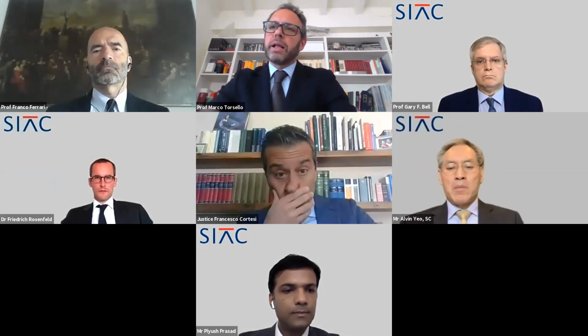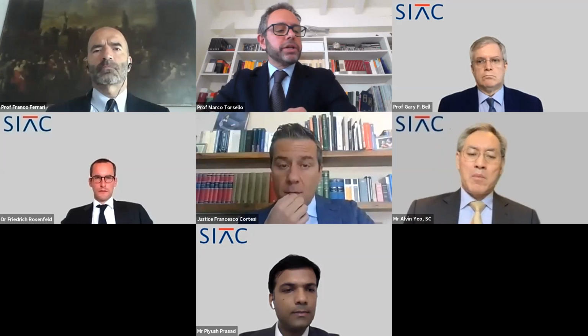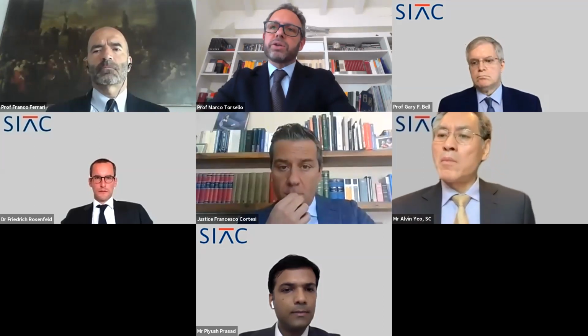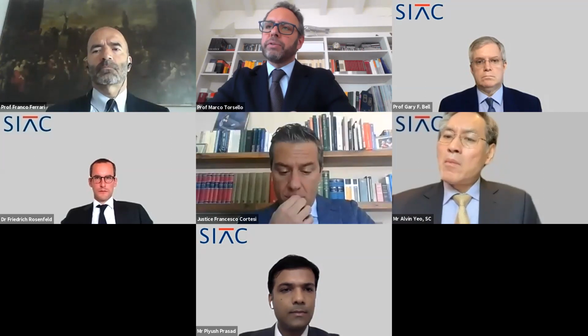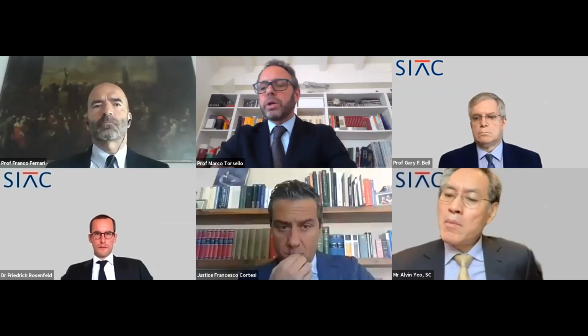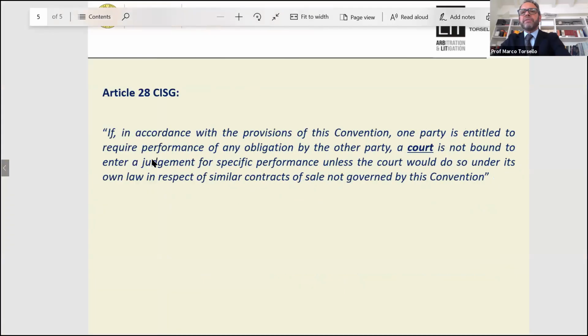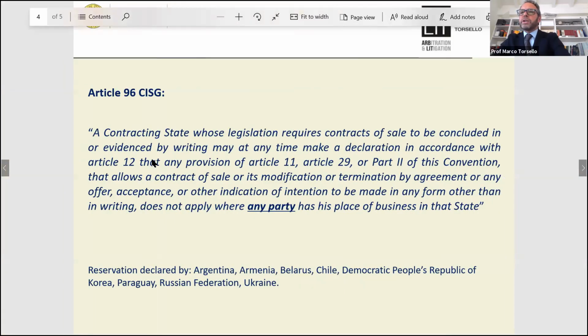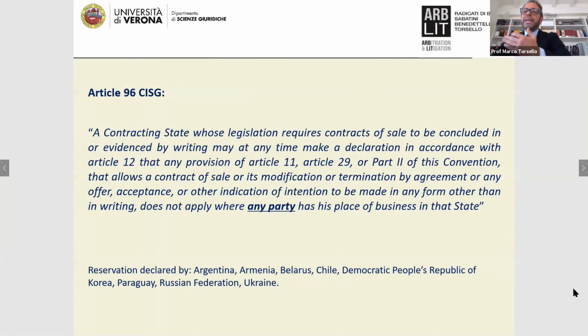The second hypothetical, Article 96 reservation in combination with Article 12. And in that case, the language, which is reported in slide number 4, leads to relevance possibly being given to the reservation, to the requirements as to form, where any party has its place of business in that state.